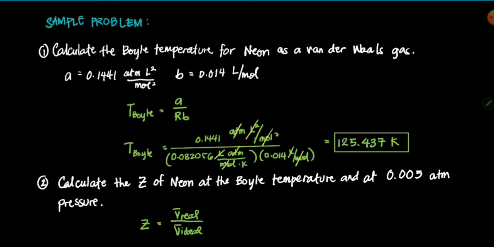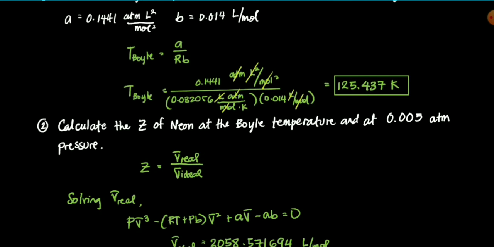So, nagka-cancel na yung liters, yung moles, tsaka yung atmosphere. So, matitira dyan ay yung Kelvin. So, that would be the unit of your Boyle temperature. So, the Boyle temperature is 125.437 Kelvin. Now, to test this theory or this particular observation, we will calculate the Z of neon at the Boyle temperature, which is 125.437 Kelvin.